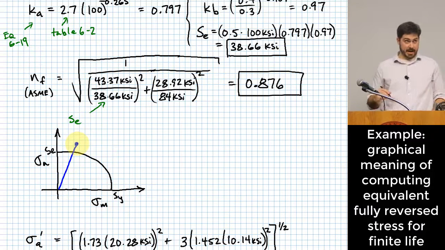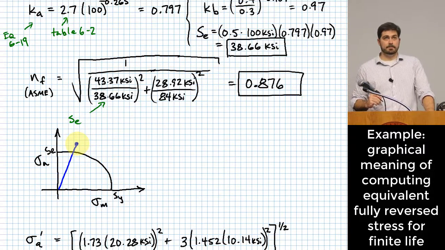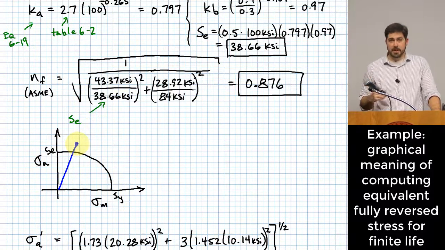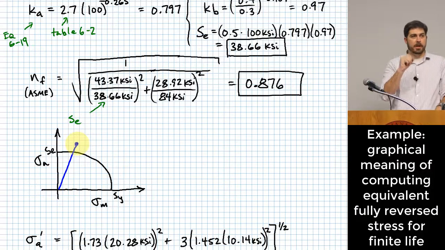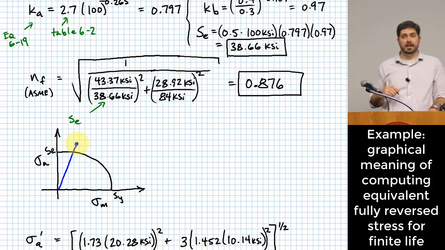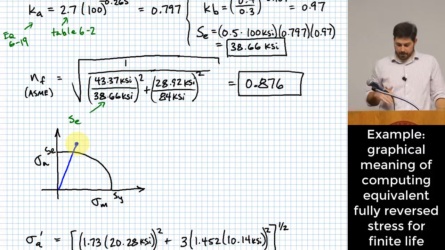How do I know it's outside? Factor of safety is lower than 1, right? And so if my factor of safety is lower than 1, that means that my point that I plot on these axes is going to be outside of that curve, okay?